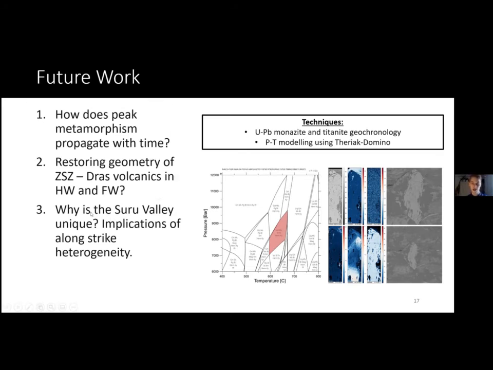And thirdly, I hope from this talk I have shown you or convinced you that the Suru Valley is at least a little bit unique when we compare at broad scale to the central and eastern Himalaya. So what implications therefore does this along strike heterogeneity have for the various exhumation mechanisms of the GHS? And so we hope that forthcoming PTT data might help shed some light on this problem.